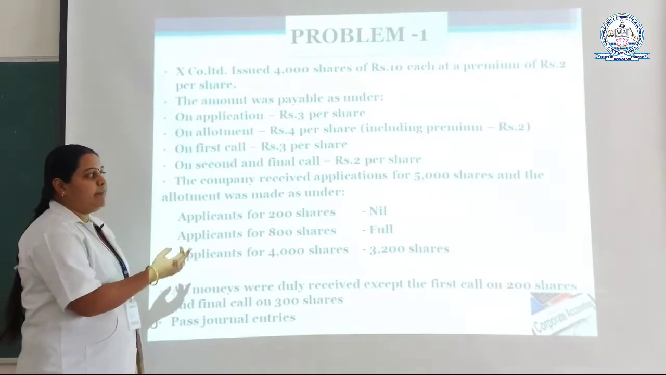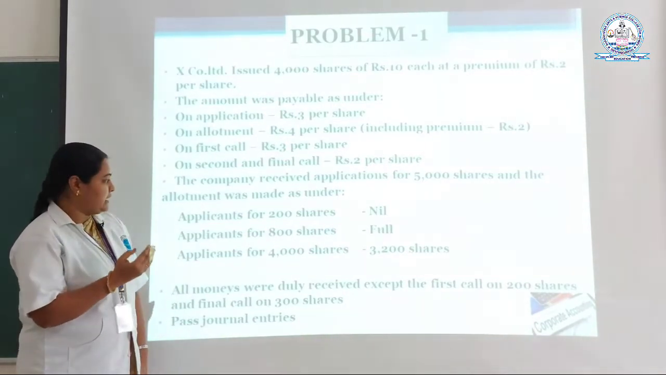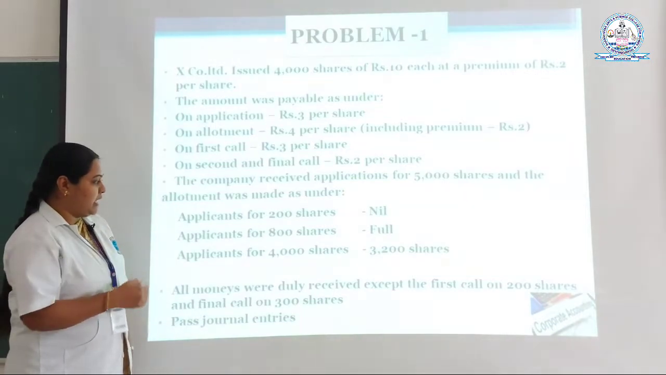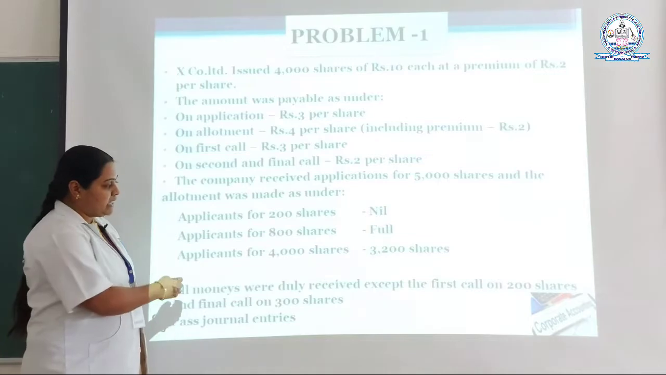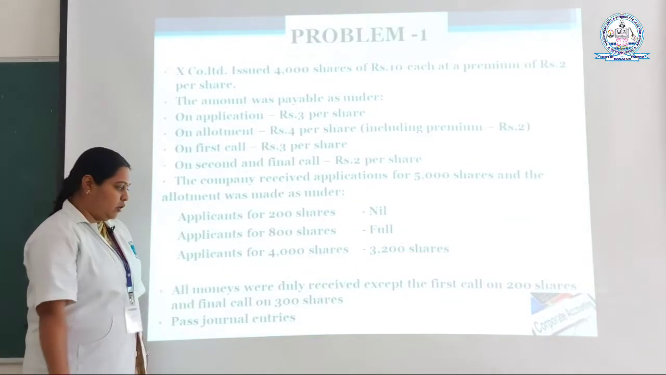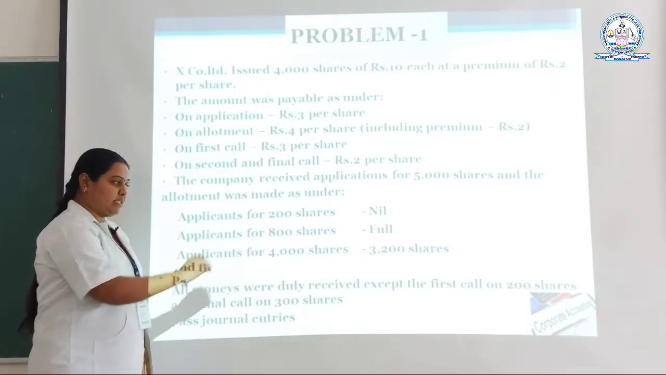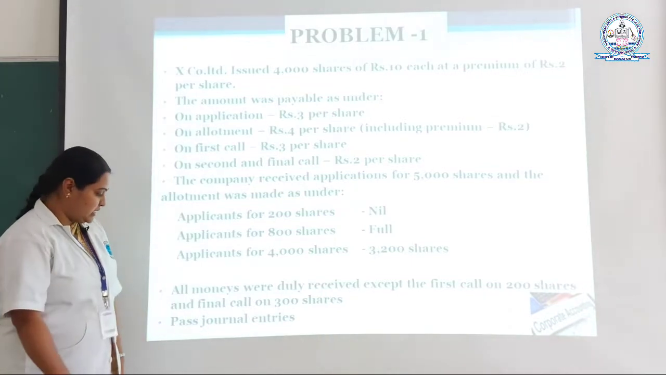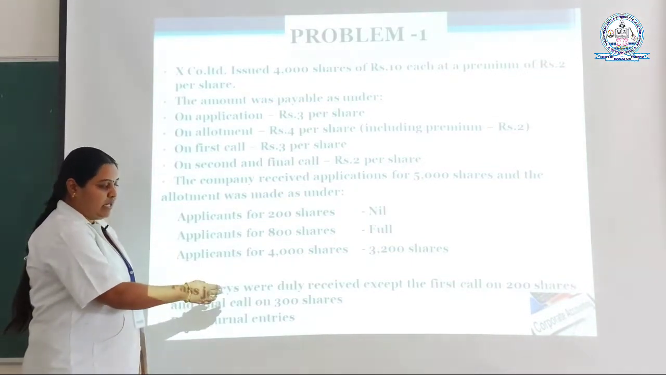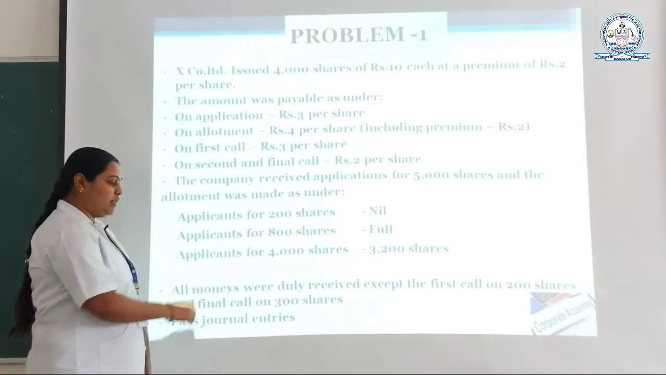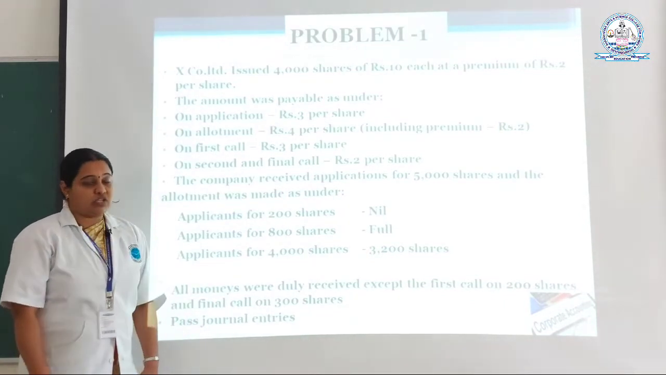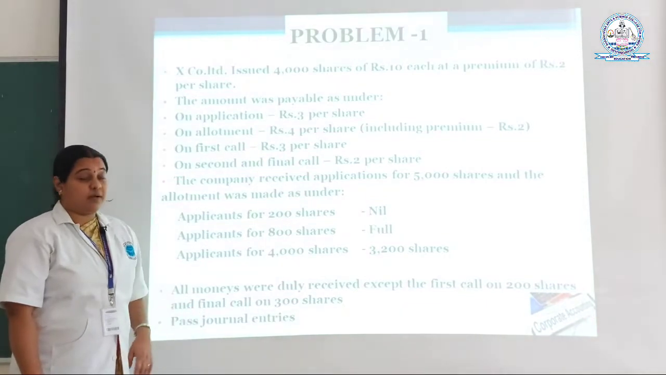The company received applications for 5,000 shares and the allotment was made as under: applicants for 200 shares allotted nil, applicants for 800 shares allotted full, applicants for 4,000 shares allotted 3,200 shares. All monies were duly received except the first call on 200 shares and final call on 300 shares. Pass journal entries. So this is the question.